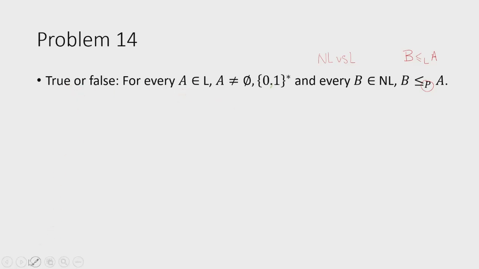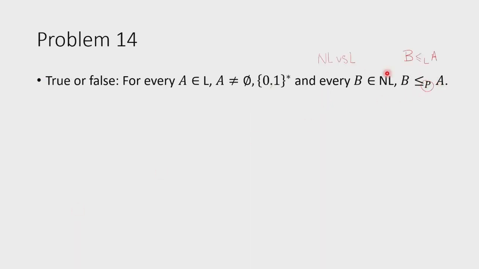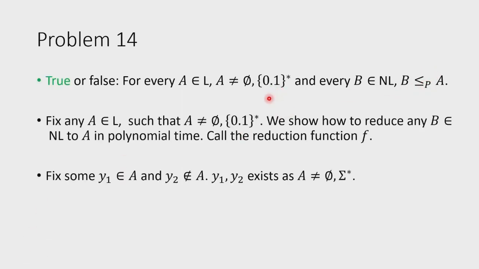Okay, so the answer is it's true, surprisingly. If instead of P we had L, then this is the NL versus L question, and people believe that NL is not equal to L. So if this were L, then we believe that this statement is false, but we don't know a proof of it. However, if you change the L to P, then in fact we know that the statement is true.